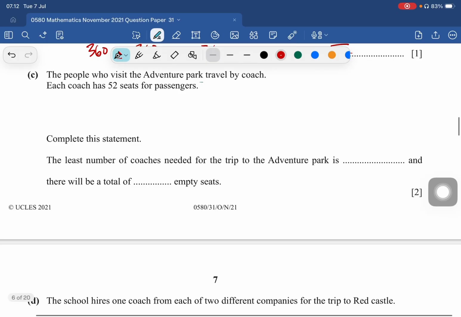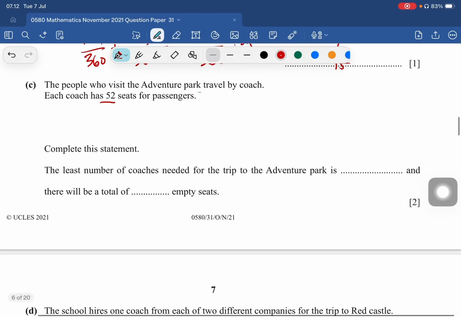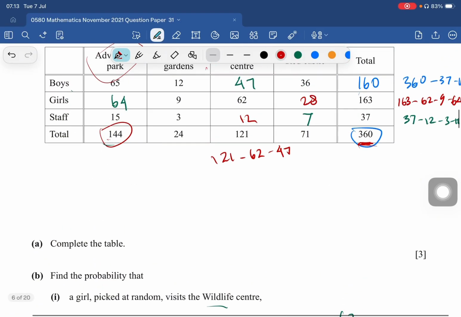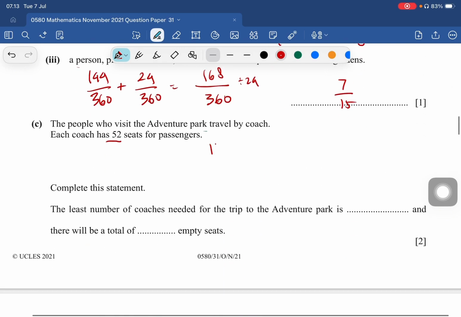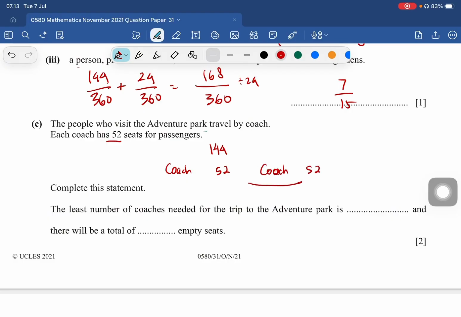Okay, the people who visit the adventure park travel by coach. Each coach has 52 seats for the passengers. Complete this statement. So the total we got is 144. Okay, so one coach. First we got 52, another coach, we got 52. Here is a total of 104.